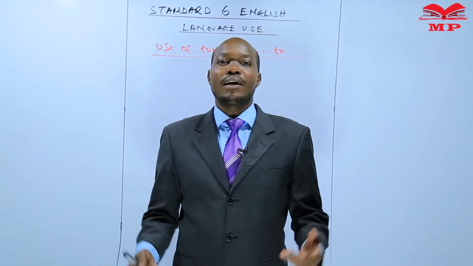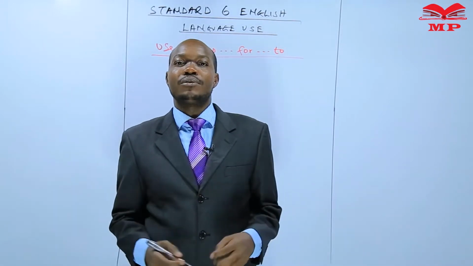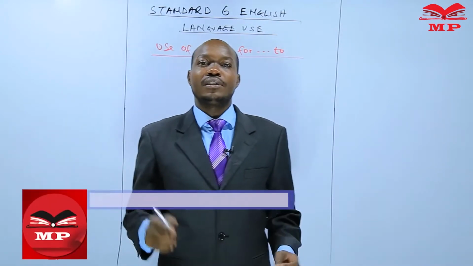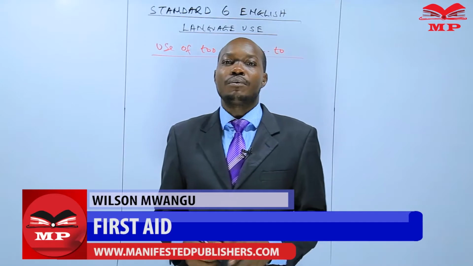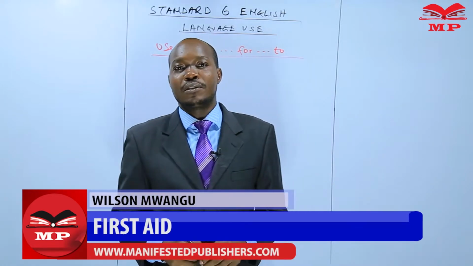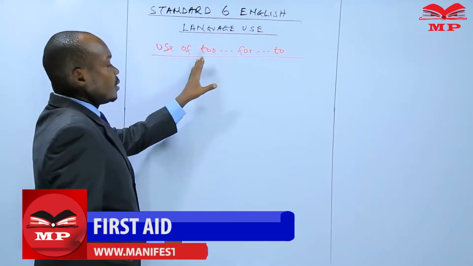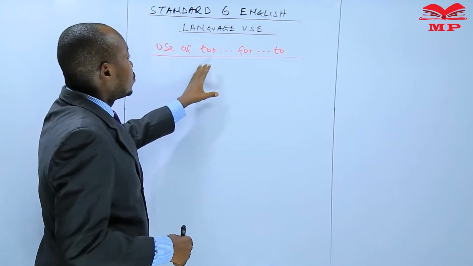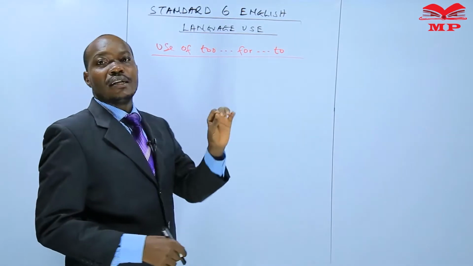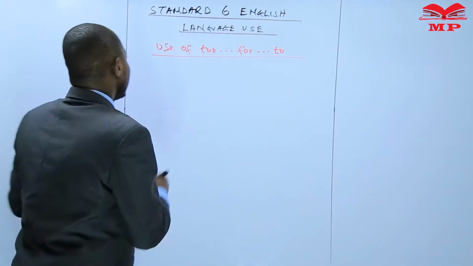Hello learner, welcome to today's lesson. My name is Wilson Mwangu, your English language teacher. In the previous lesson, we learned how to make notes. In today's lesson, we want to learn how to use these three words, to, for, and to in sentences. So this is the lesson objective.